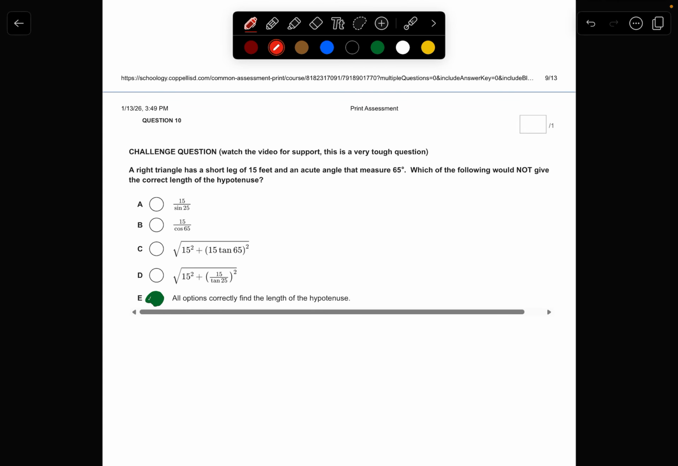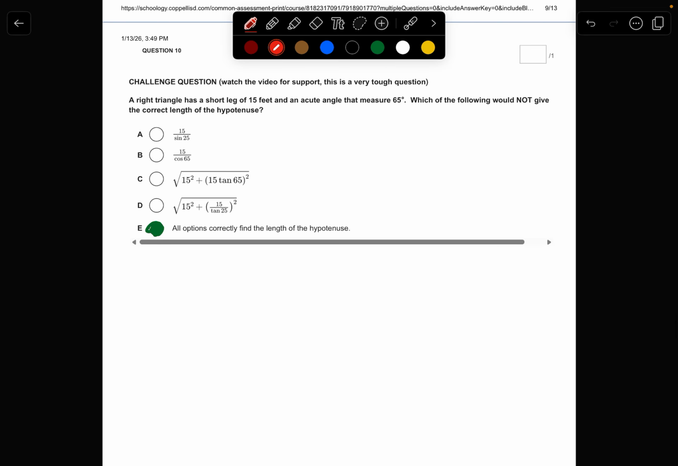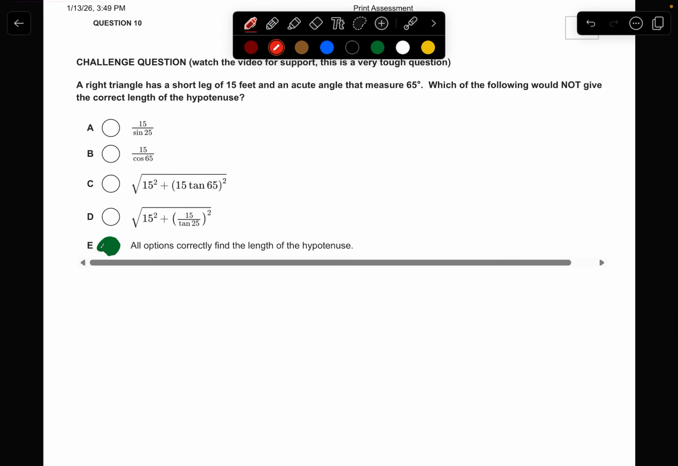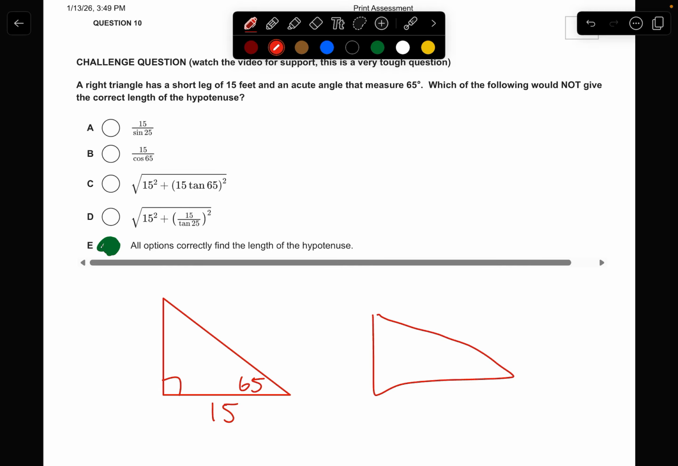Challenge question. This is really tough. Maybe a little unfair. I don't know. Somebody will get this, I bet. A right triangle. Love it already. Right triangle has a short leg of 15 and an acute angle that measures 65. It's already tough. Why did I put the 15 and the 65 there? Could I have done this? What if I put the 65 here? Well, now the 15 has to go there. How do I know that? They said 15 is the short leg.